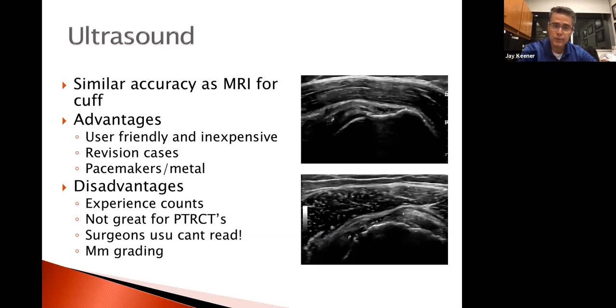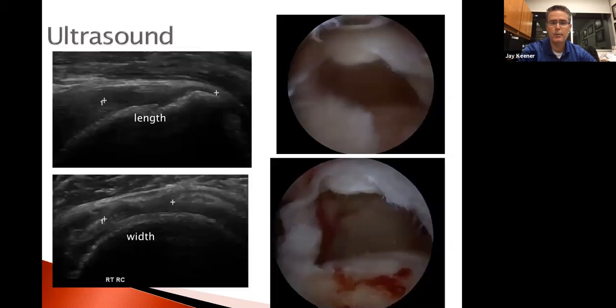It's not great for partial thickness rotator cuff tears. Neither is MRI without arthrogram, but I think you drop off on your accuracy for partial tears. And one of the things that surgeons have a tough time dealing with is you really can't see it yourself. So there's a leap of faith in trusting the radiologist sometimes when you're using ultrasound. And it's not great for muscle grading, especially the subscapularis. It's pretty good for infraspinatus and supraspinatus, but it cannot see the subscapularis very well.